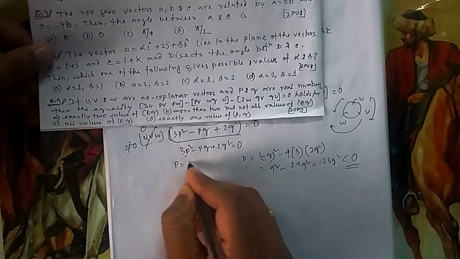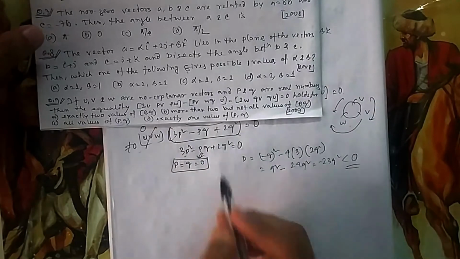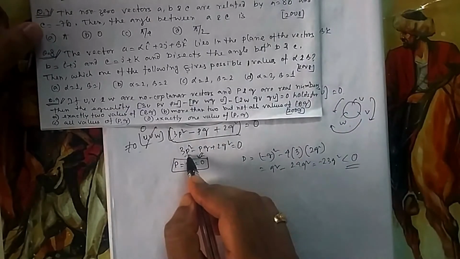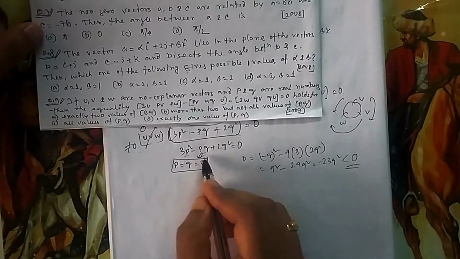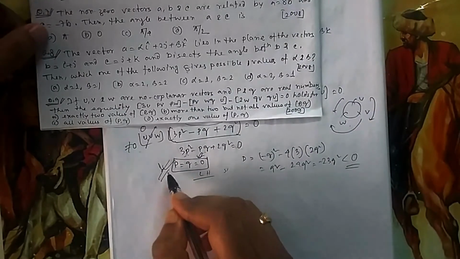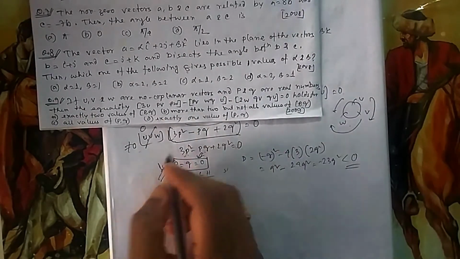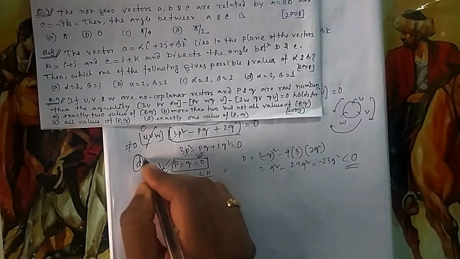What is the possibility? One possibility, because everywhere P and Q is there. So this is one possibility, that all terms are 0. P is 0, Q is 0. If this happens, then your left hand and right hand are equal. So this is a possibility. So you have to think in this way also. So that means exactly 1 value of P and Q, that is nothing but 0, 0. So that is your option D.